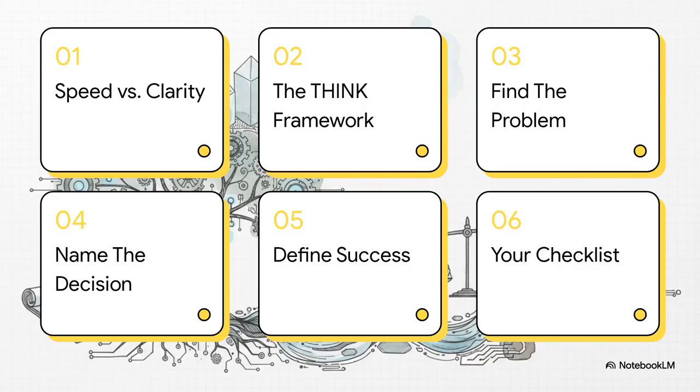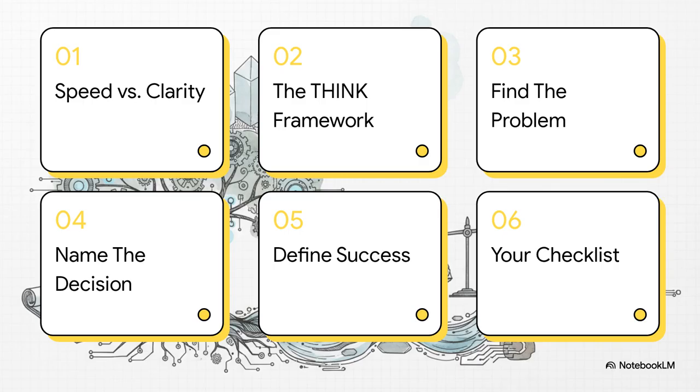Okay, so here's the game plan. First, we'll talk about this new bottleneck that AI has actually created for all of us. Then, we're going to walk through the Think framework step by step. We'll cover finding the real problem, naming the specific decision your work has to support, and, crucially, defining what success actually looks like. And then, we'll wrap it all up with a super simple checklist you can start using pretty much immediately.